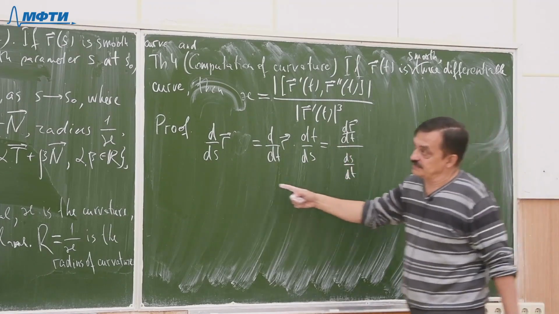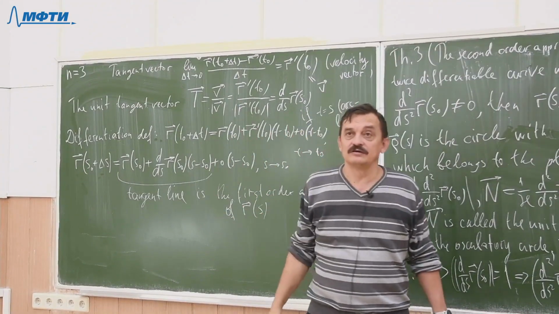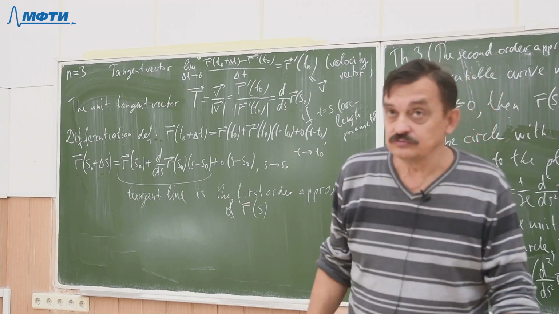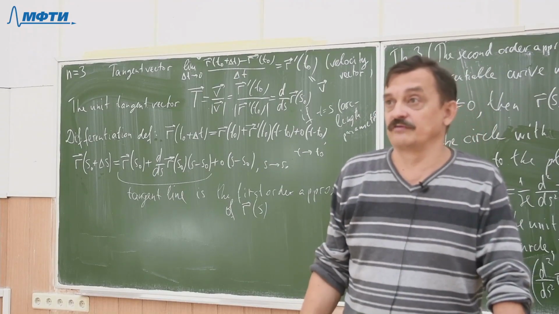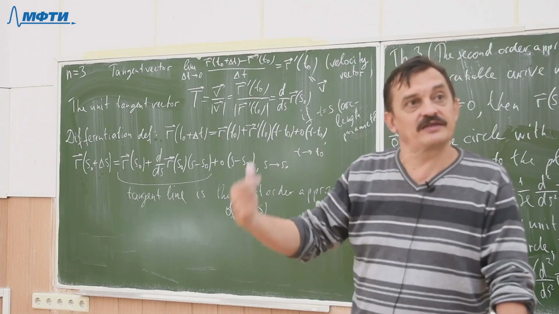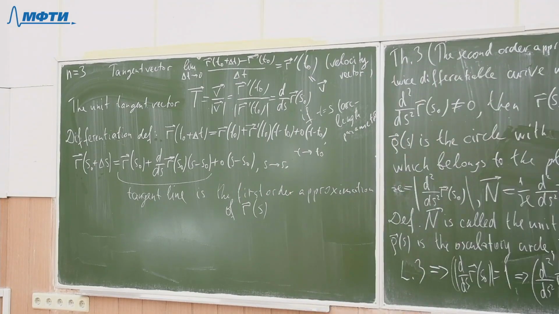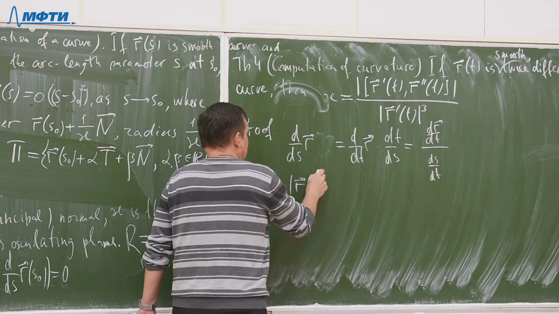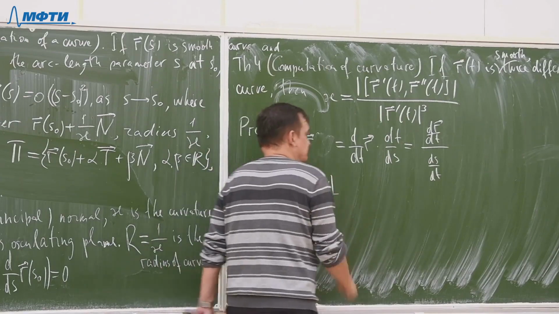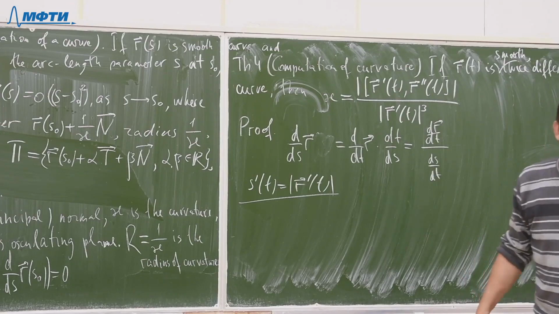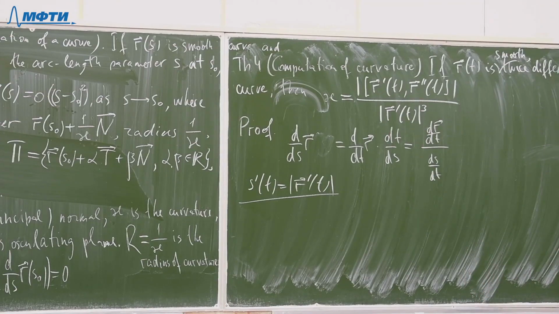And that is precisely ds over dt is nothing else but the modulus of r prime. It was in theorem 2 about the length of the curve, that s prime equals the length of r prime t. So s prime of t equals the length of r prime of t. It was theorem 2, right? So that is how that formula was obtained also, right?